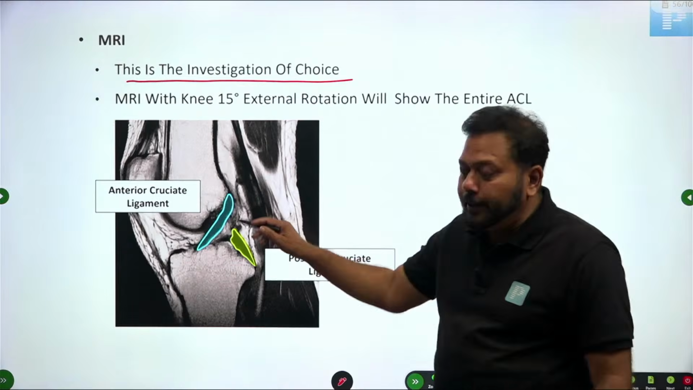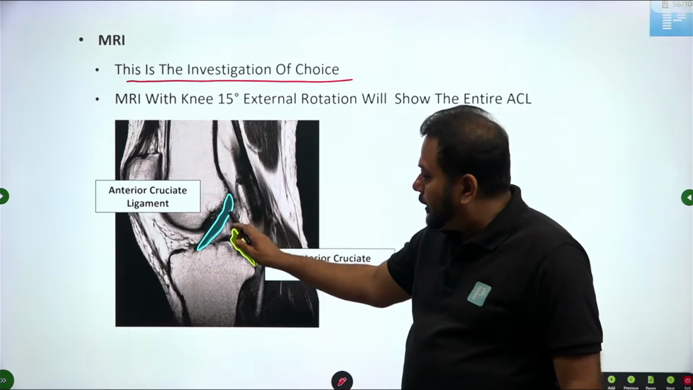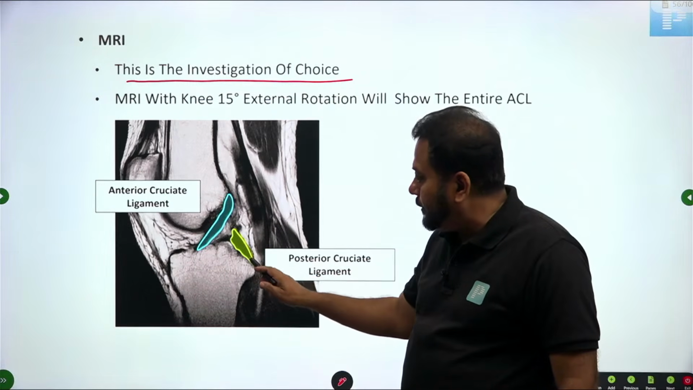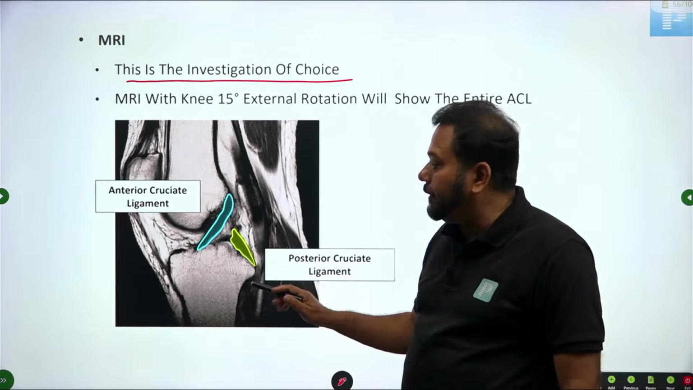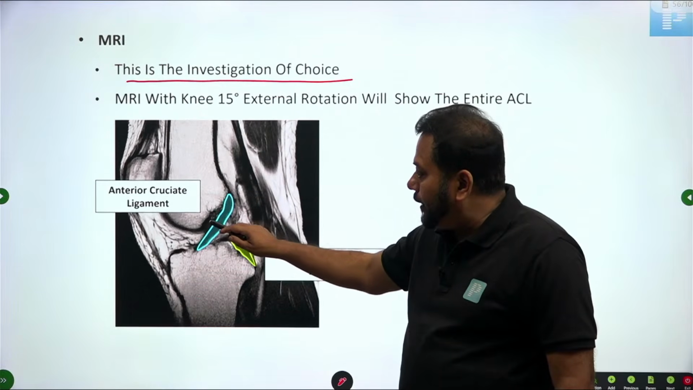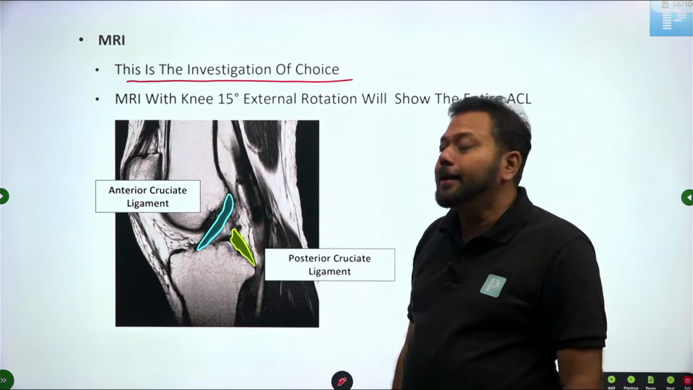When you see the MRI, you see this blue color structure. This is your anterior cruciate ligament. This is your posterior cruciate. Normally it is seen like this in MRI. You can see discontinuity of the ACL.